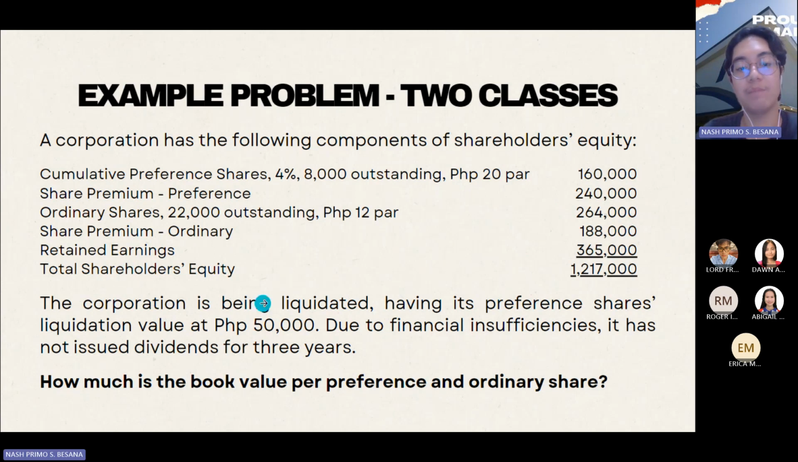The corporation is being liquidated, having its preference shares liquidation value at 50,000 pesos. Due to financial insufficiencies, it has not issued dividends for 3 years. How much is the book value per preference and ordinary share? So to compute this, we need to determine muna kung anong situation ba yung pinagagalawan natin. Is the liquidation value stated or not? So in this case, stated naman siya. Liquidation value at 50,000 pesos.